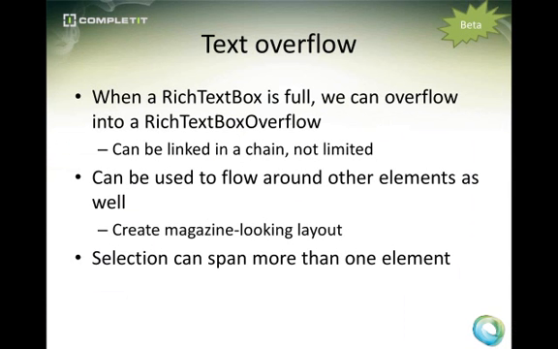Normally, when a rich text box is full, it will display scroll bars vertically. Now, with the text overflow that has been added to the rich text box, it is possible to chain several rich text boxes to one another. That means that when the first one is full, without showing scroll bars, the text will continue in the next one, and this allows us to create a really rich, magazine-looking layout. You can, for example, go around elements like an image using several rich text box overflow elements. And if you start selecting things, it's possible to span a selection over more than one element. So you can drag the text and it will make a selection over more than one element.